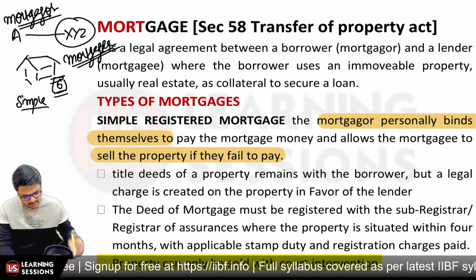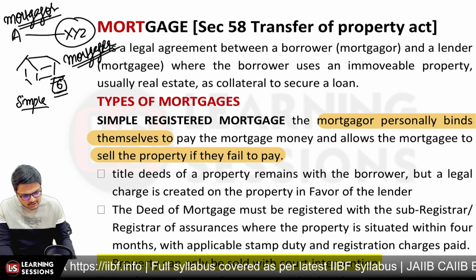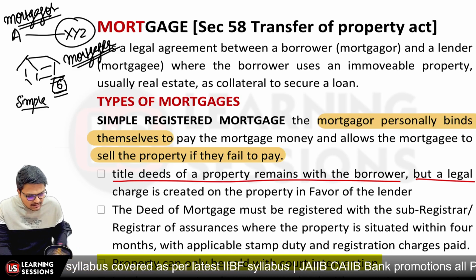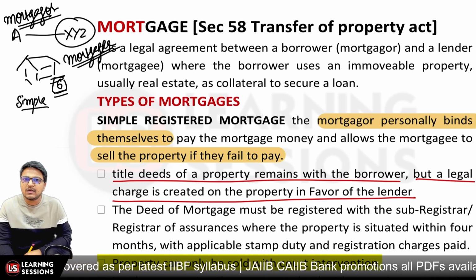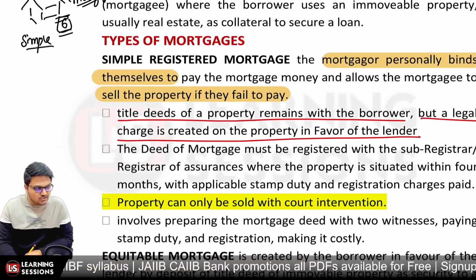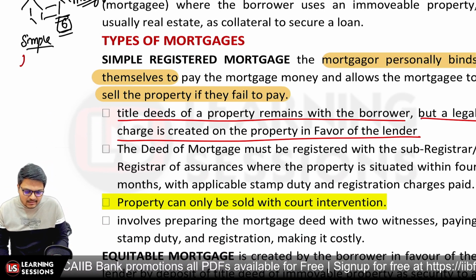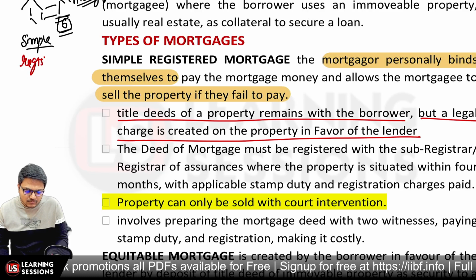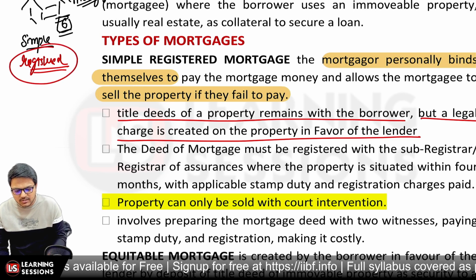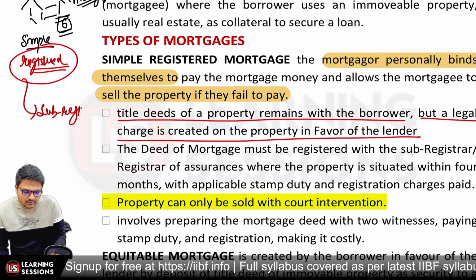The title deeds are not to be given, but a legal charge is to be created. So the title deed remains with the borrower, but a legal charge is created on the property in favor of the lender, and a deed of mortgage must be registered with the sub-registrar. So when you create a charge of a simple mortgage, or what we call a registered mortgage, a registered charge is to be created with the sub-registrar, right?